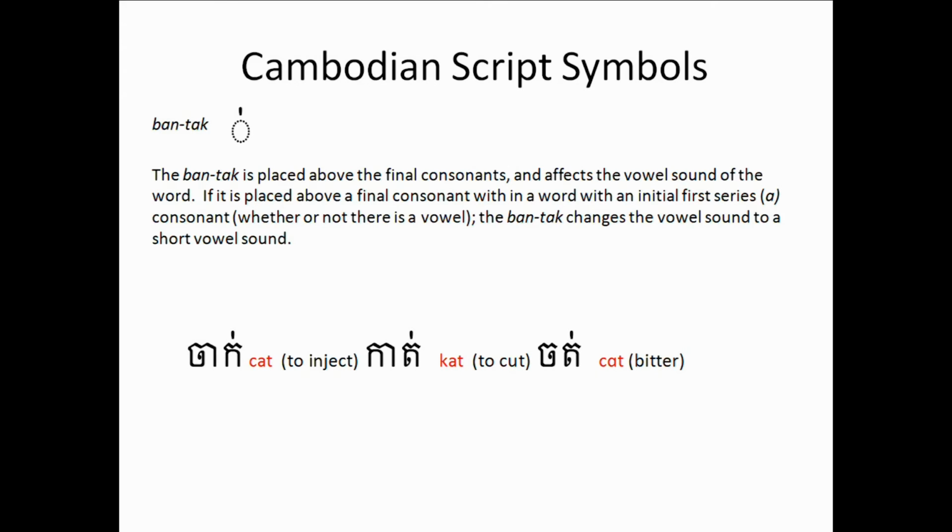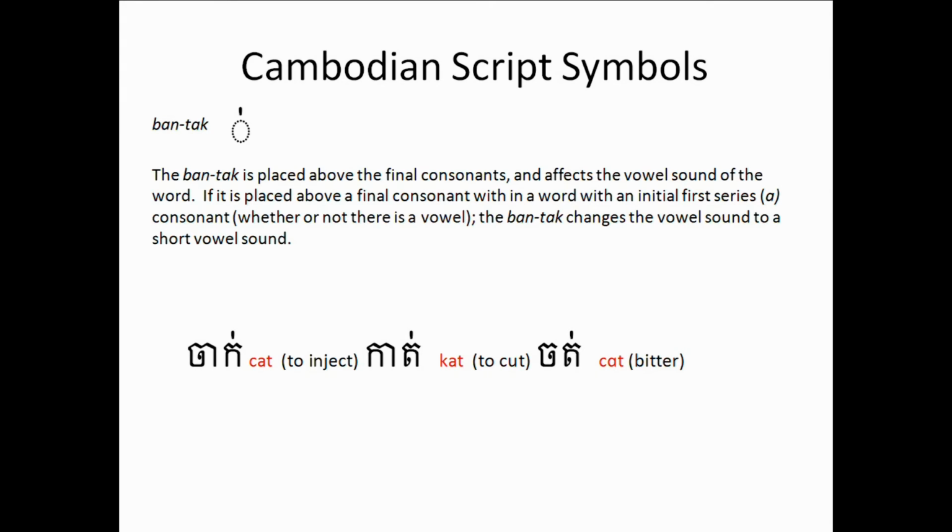Now, the Bon Tok is placed above the final consonant, and only above the final consonant. And its purpose, if the initial consonant is first series, will always be to shorten the vowel sound itself. So it's just going to shorten the vowel. Alright, I have some examples here, and if you look at the initial consonant, it's always a first series consonant, so it would always carry the initial aw sound. Look at the first one here. These are short vowel sounds. Initially, I see this as jaw, ah, and the final consonant t. So initially this would be ja, ja, right?